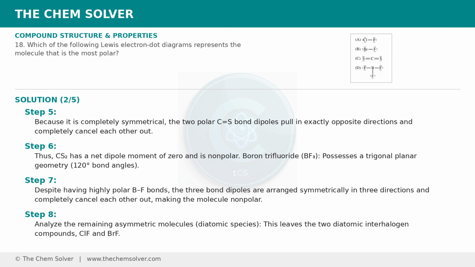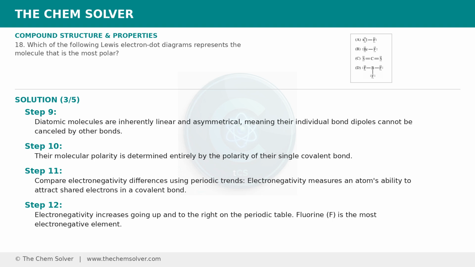Analyze the remaining asymmetric molecules. Diatomic species. This leaves the two diatomic interhalogen compounds, ClF and BrF. Diatomic molecules are inherently linear and asymmetrical, meaning their individual bond dipoles cannot be canceled by other bonds. Their molecular polarity is determined entirely by the polarity of their single covalent bond.